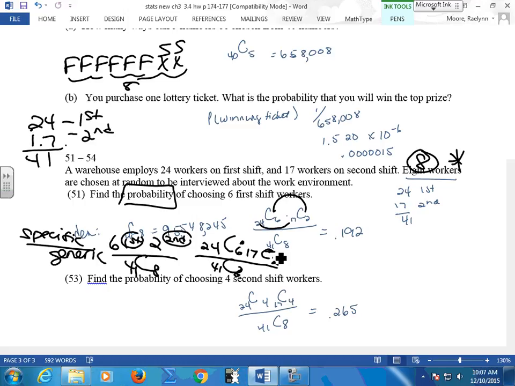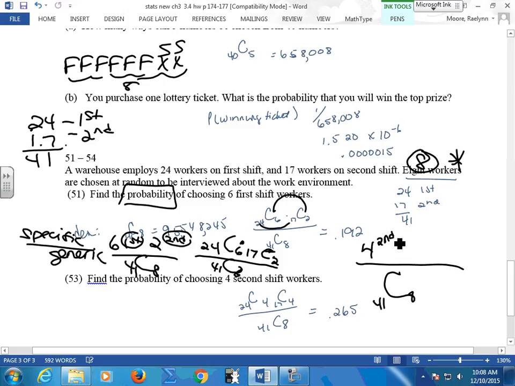Find the probability of choosing 4 second shift workers. How many are they still choosing? How many are they picking from? 8. They still have 8. So generic, that bottom number is not going to change. So now you want 4 second shift, but you still need to choose 8. So where's the other 4 coming from? First shift. Start like this.